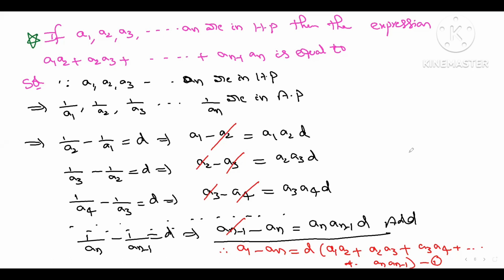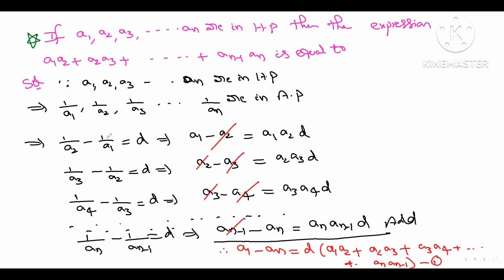Okay, now I am going to explain the next question. If A1, A2, A3 and so on An are in harmonic progression, then the expression A1 A2 plus A2 A3 plus and so on An minus 1 An is equal to. Okay, in the statement, A1, A2, A3 and An are in harmonic progression. So harmonic progression is nothing but the reciprocals are in arithmetic progression. 1 by A1, 1 by A2, 1 by A3 and so on 1 by An are in arithmetic progression.